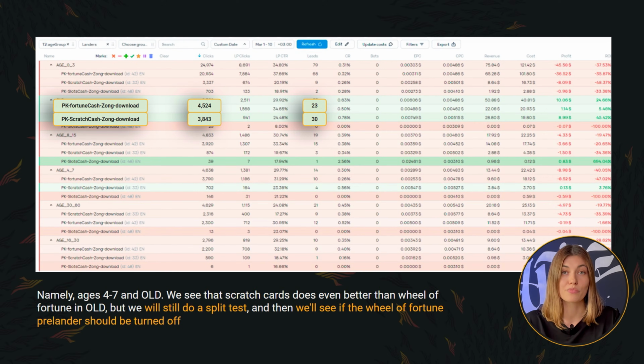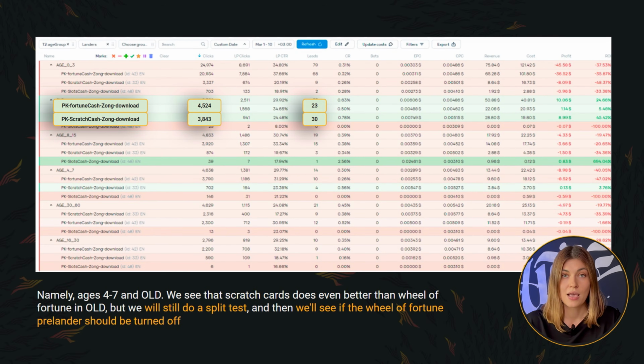Also, don't forget about pre-landers. We'll look at the subscription ages of the scratch cards pre-lander and make a rule in the tracker for this campaign. So, the tracker goes to both pre-landers where necessary, namely ages 4 to 7 and old. We see that scratch cards does even better than Wheel of Fortune in old.